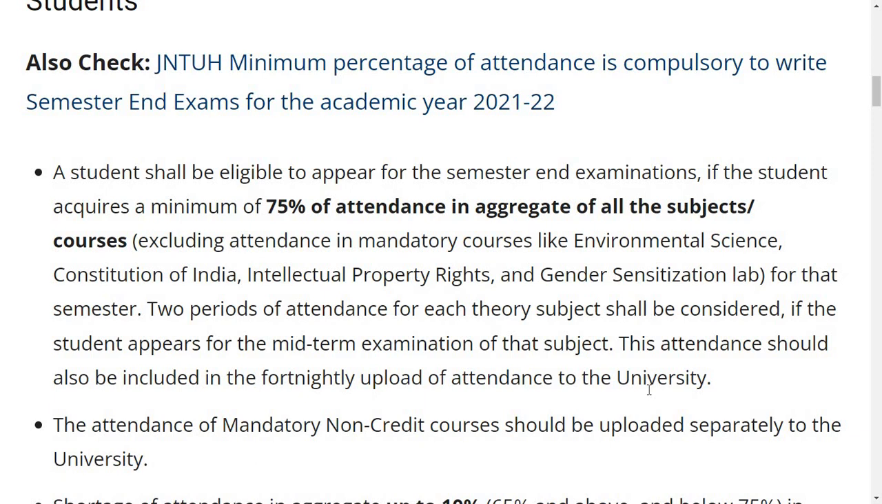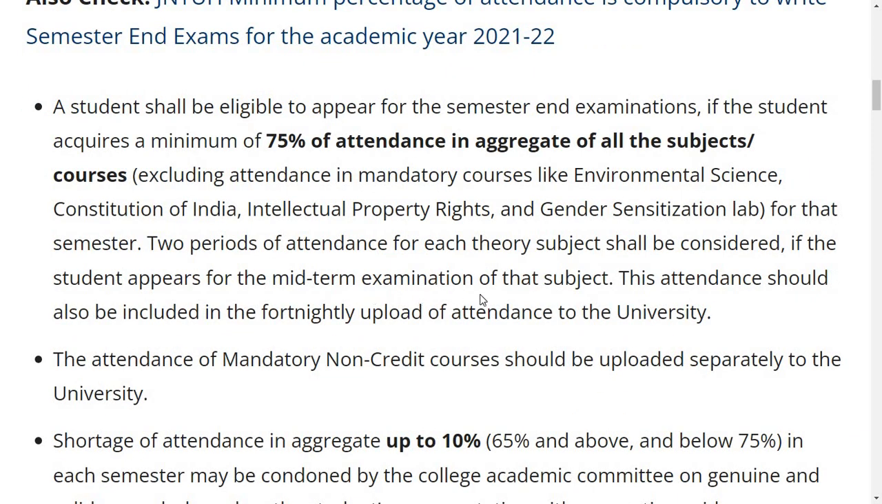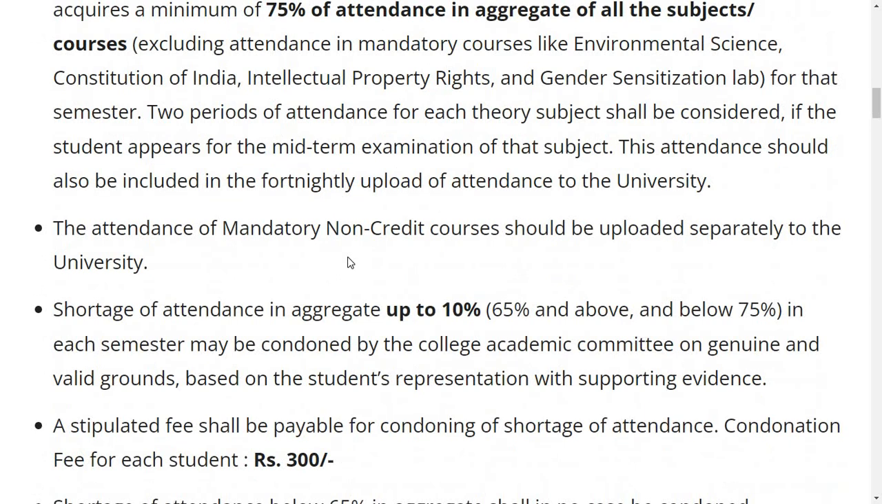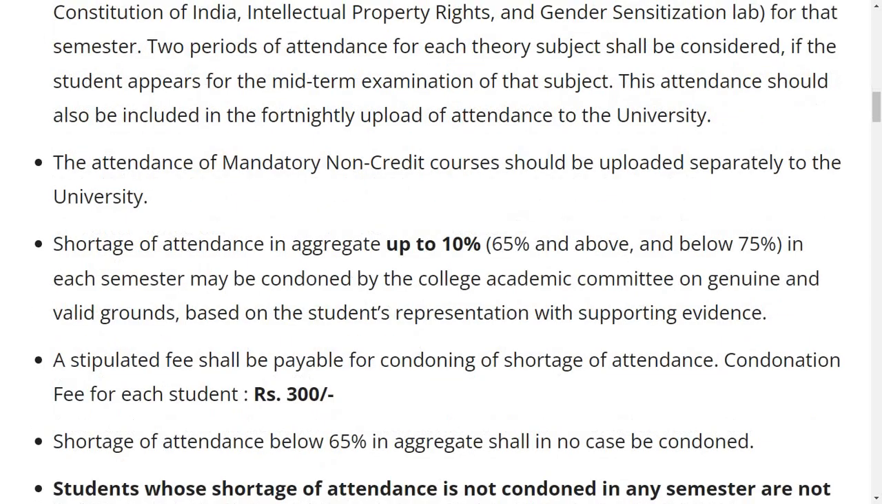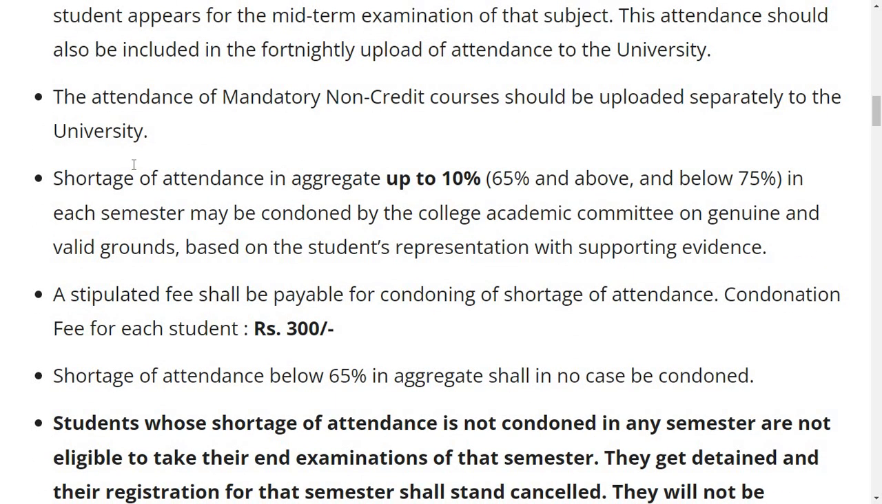So they are saying that in order to attend the end semester examination for this academic semester, you should have 75% attendance, and the midterm examination is also considered. Next, the attendance of mandatory non-credit courses should be uploaded separately to the university. So in B.Tech, there are some subjects for which they don't give credits. For those also, attendance is mandatory, and they are going to consider that attendance separately as well.